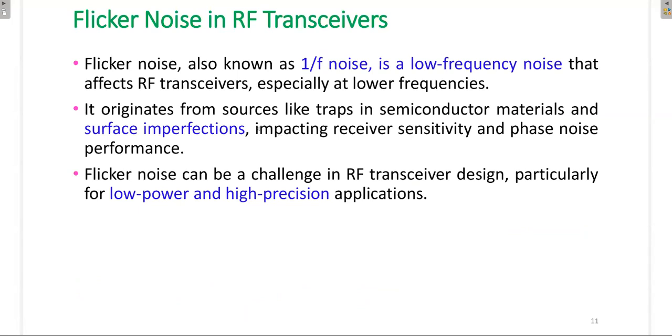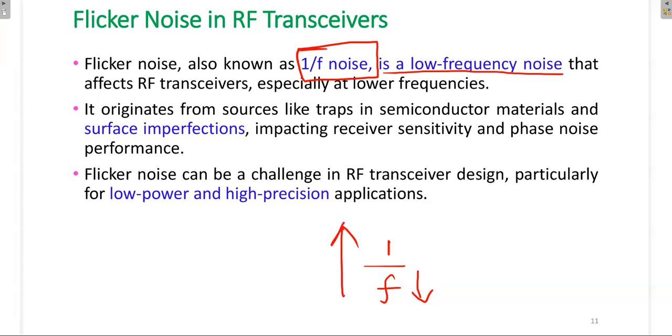Next, flicker noise. Flicker noise is also known as 1 by F noise, and it is a low frequency noise. Why? Because the flicker noise has a transfer function like this. Whenever the frequency is low, the noise value will be high. So the effect of flicker noise increases as the frequency decreases. That's why this noise is known as 1 by F noise or low frequency noise. Predominantly it occurs at very low frequencies.